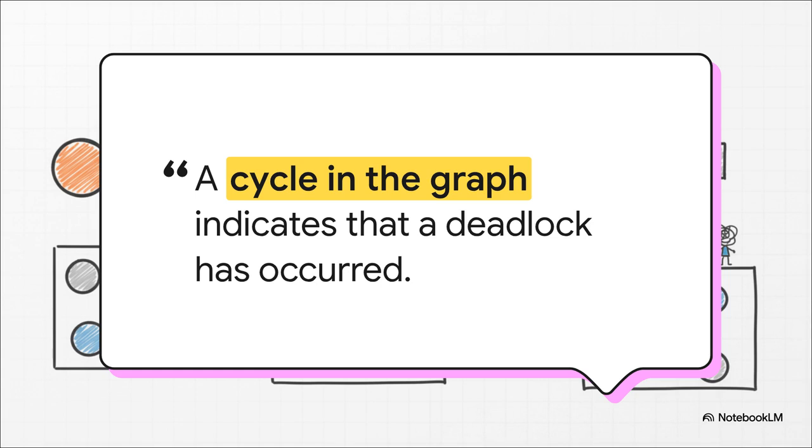A cycle has now formed in our graph. P1 is waiting on P2, P2 is waiting on P3, and now P3 is waiting on P1. This circular chain of requests is the smoking gun. It's the absolute proof that a deadlock has occurred.